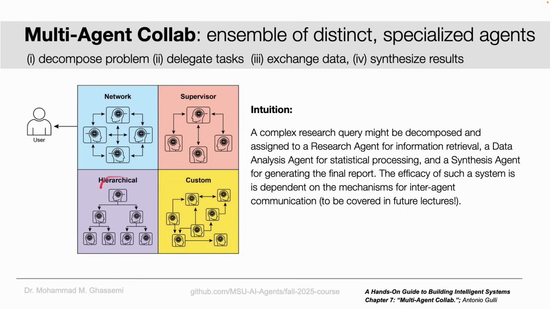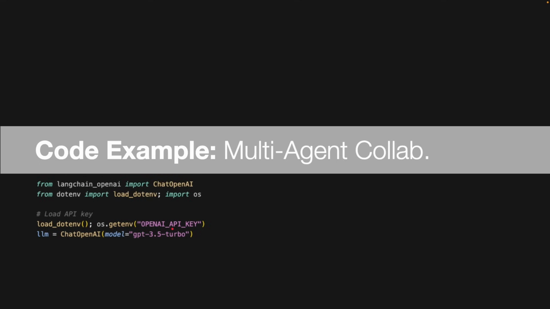We could have a hierarchical form where you have a supervisor who has subordinate agents, which each have their own subordinate agents and so on. They could have their own tool calling or their own patterns for how they do reasoning or planning and so on. Or you could have a custom approach, right? A flat one and so on. So let's jump into the code example of multi-agent collaboration.